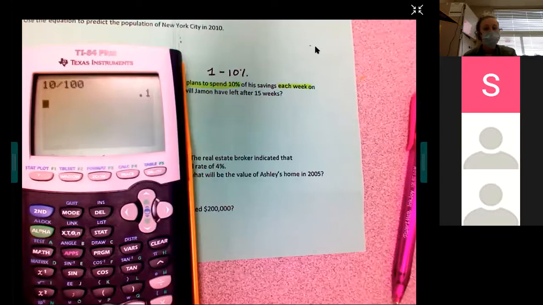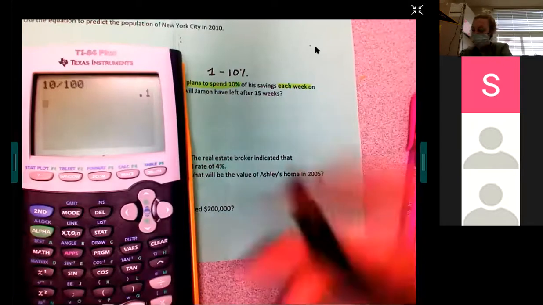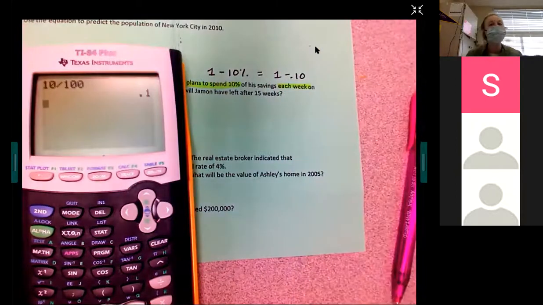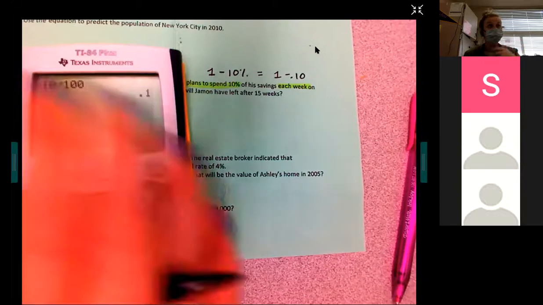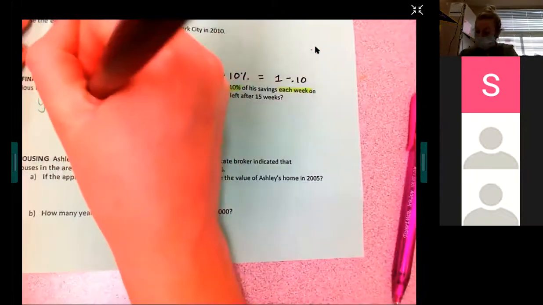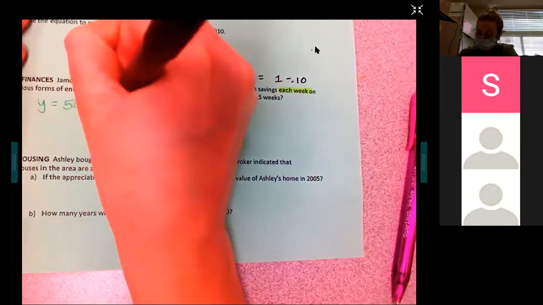So everybody watch. If we do 1 minus 0.10, what is our factor going to be? What's $1 minus 10 cents? 90 cents? So 1 minus 0.10 would be 0.90, right? That's your factor.